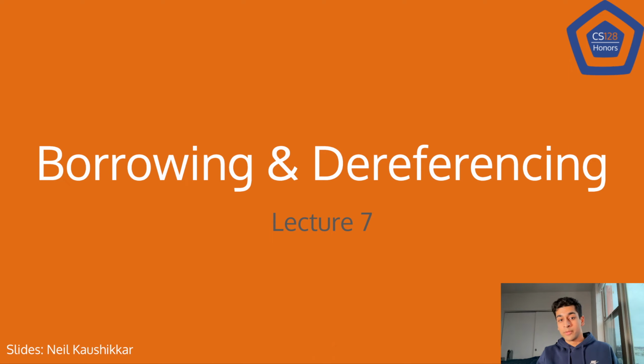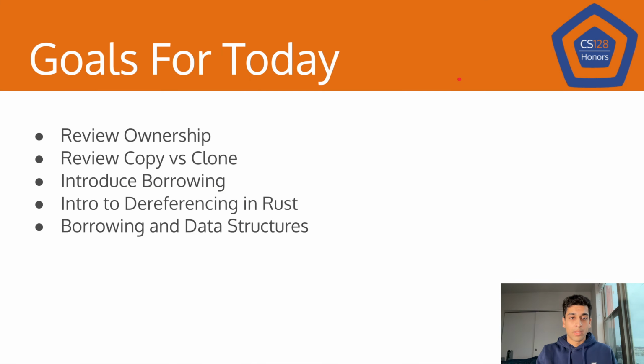In today's lecture, we're going to be reviewing ownership and going into borrowing and dereferencing in Rust. So like I said, we're going to review ownership and then review the copy and clone traits that Arul talked about last lecture. Then we're going to introduce borrowing and how dereferencing plays into borrowing. So you might be familiar with dereferencing pointers in C++ or C. So we'll talk about how dereferencing plays into Rust and Rust's borrowing and ownership system. And at the end, we're going to talk about borrowing and how that plays in with data structures, specifically vectors, but this can be applied more generally to all types of containers.